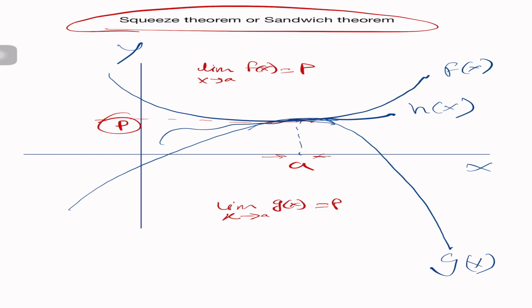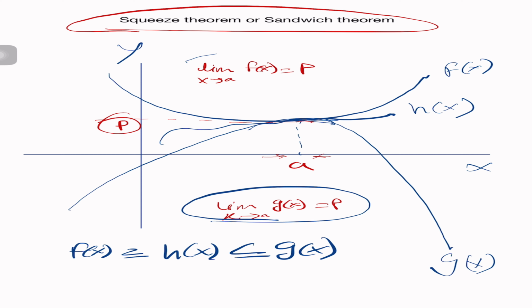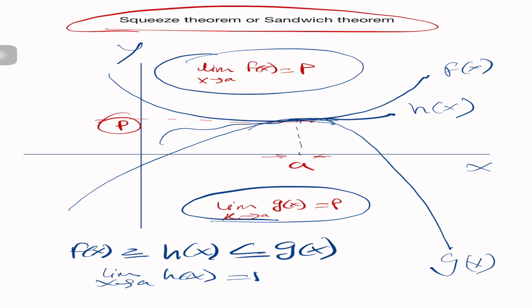Now, since this function h of x is between f of x and g of x, we can write down that f of x is less than or equal to h of x, which is less than or equal to g of x. And since when x approaches a, g of x is p and f of x is p, we can say the limit as x approaches a of h of x is simply p. This is our squeeze theorem.